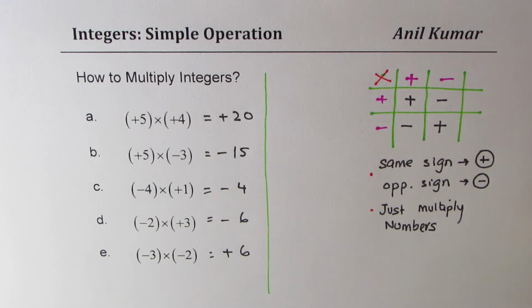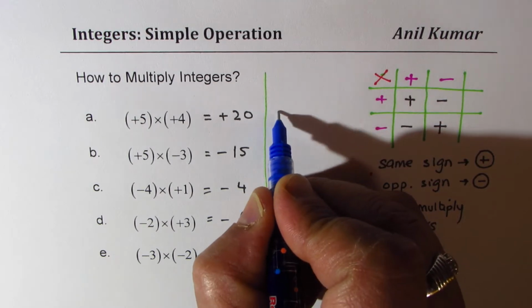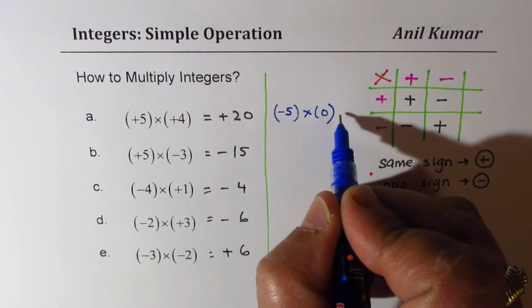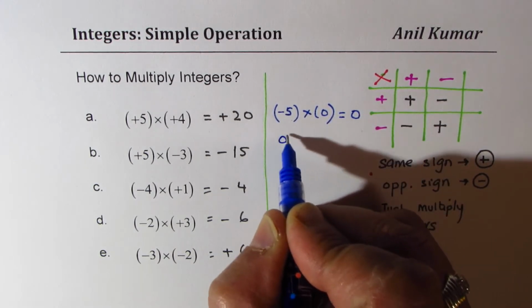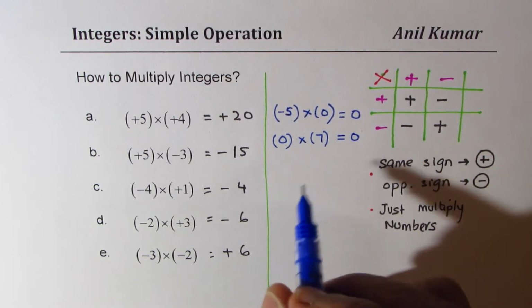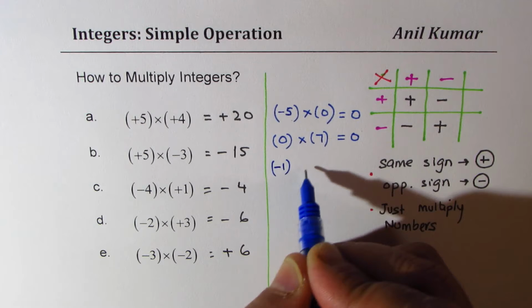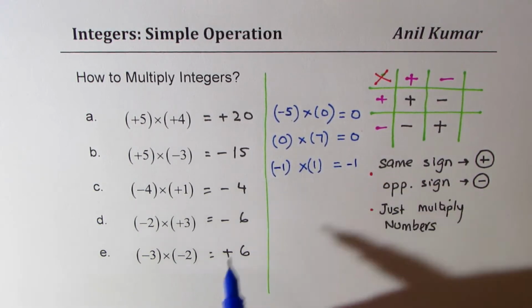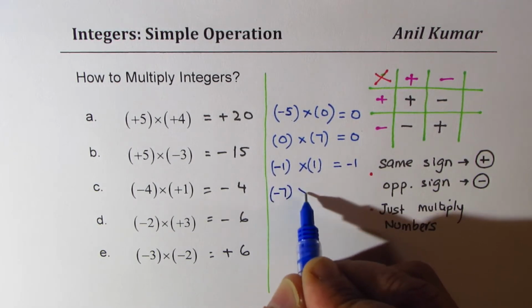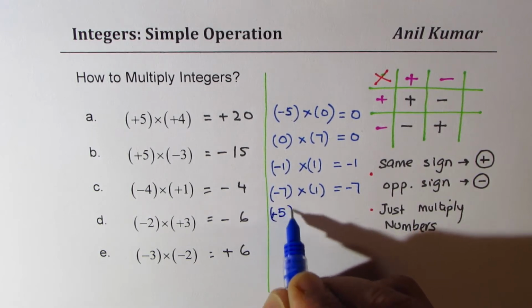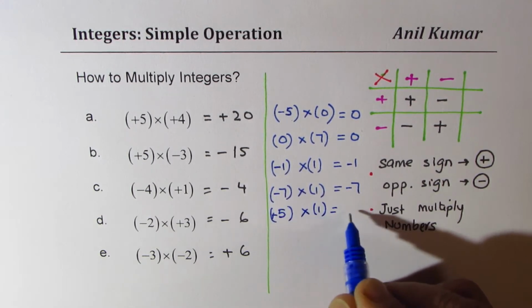Now let me share some interesting cases. That is, what happens when you multiply minus 5 with 0? You will get 0. 0 times anything will give you 0, right? And if you multiply with 1, you get the number itself. In this case, it is minus 1. If I do minus 7 times 1, you get minus 7. And if I do plus 5 times 1, I get plus 5.